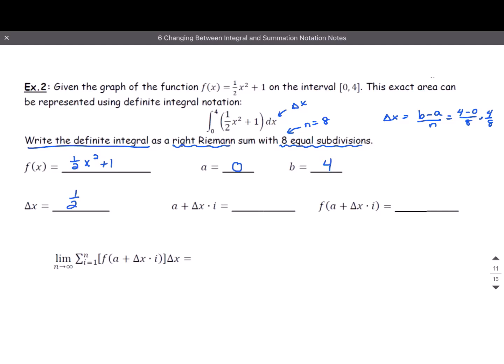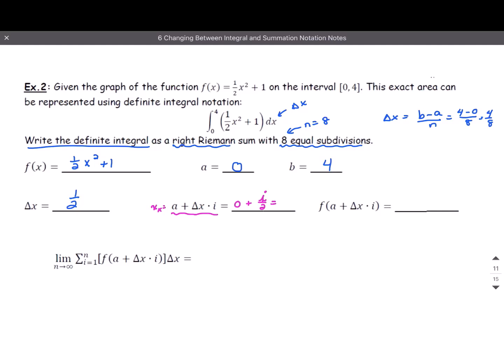Next up, we can write our x value. Remember, this is x sub k. We take the a, which is 0, plus delta x, which is 1/2, and we're going to use i instead of k this time. Now, please, do not tell me 0 plus i over 2.